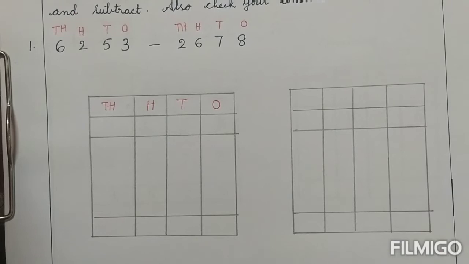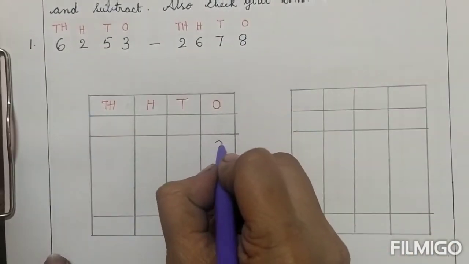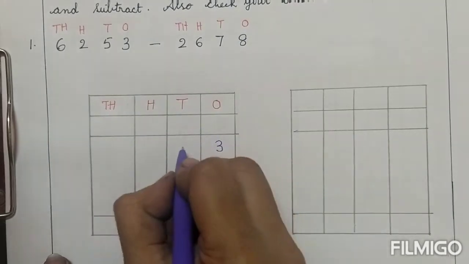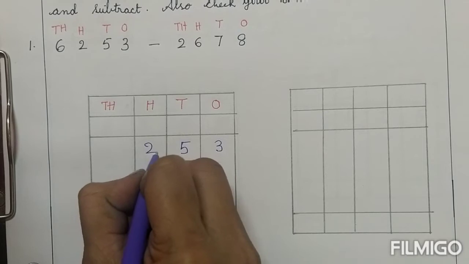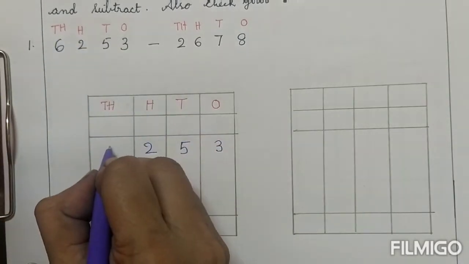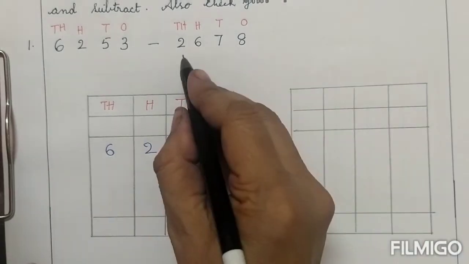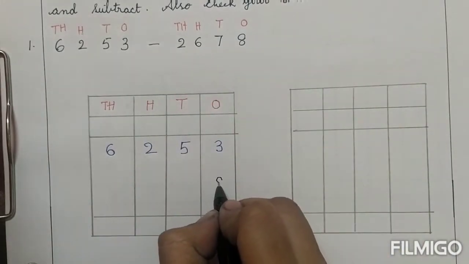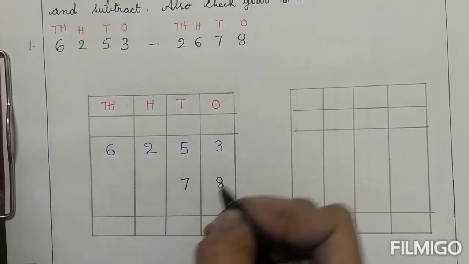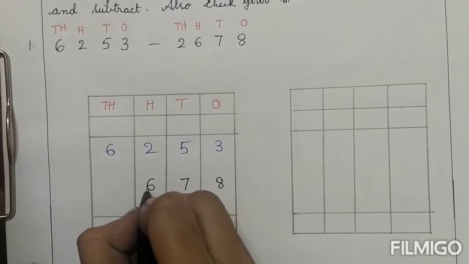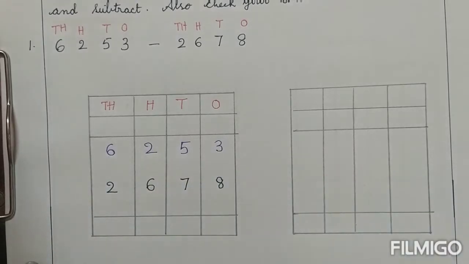The first number is 3 in ones place, 5 in tens place, 2 in hundreds place, 6 in thousands place. Now the second number is 8 in ones place, 7 in tens place, 6 in hundreds place and 2 in thousands place.